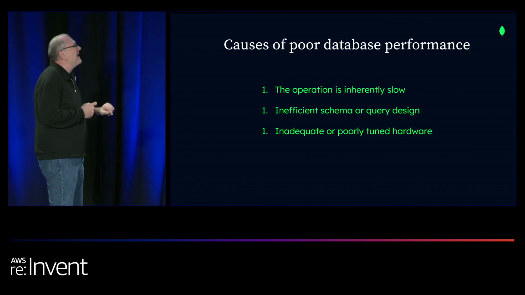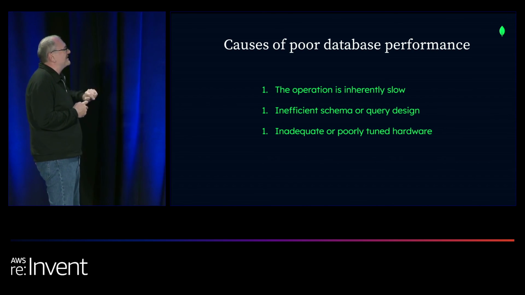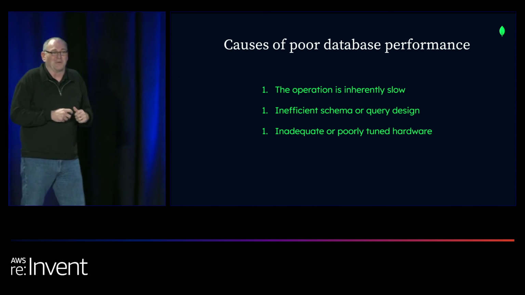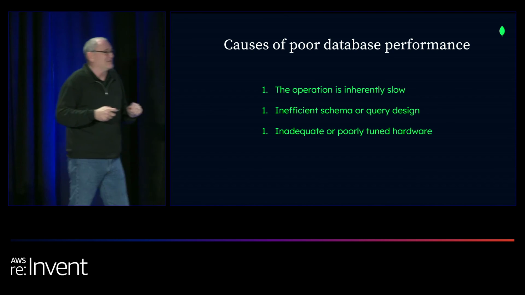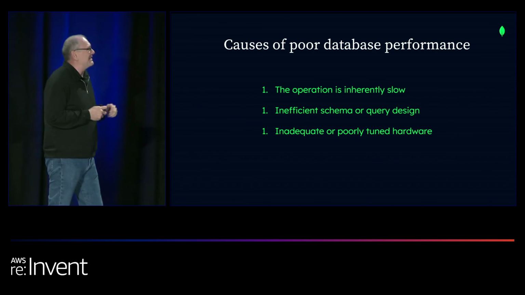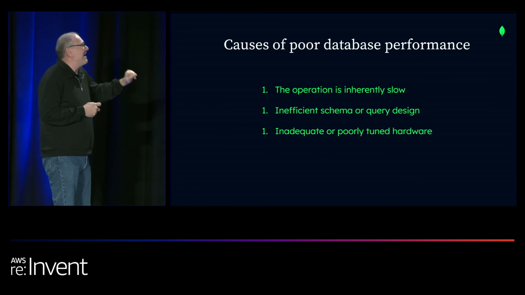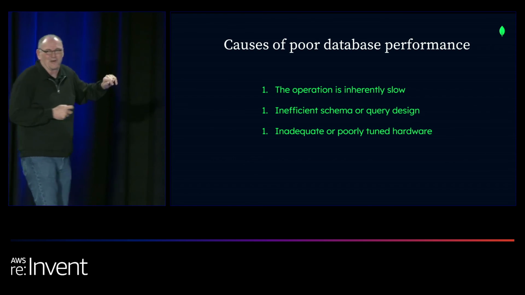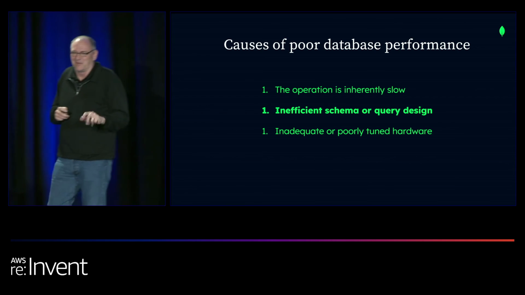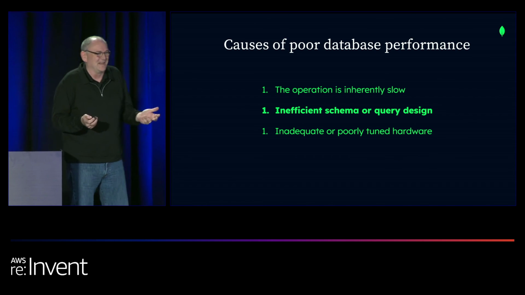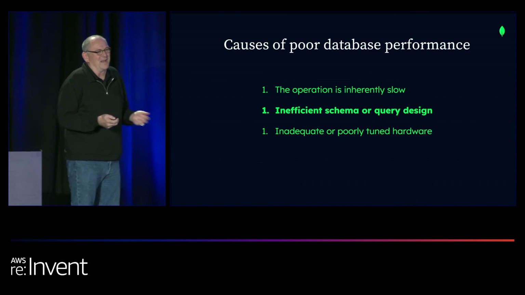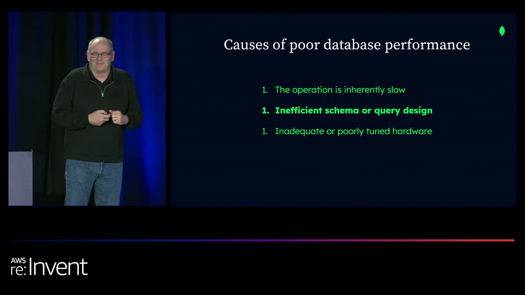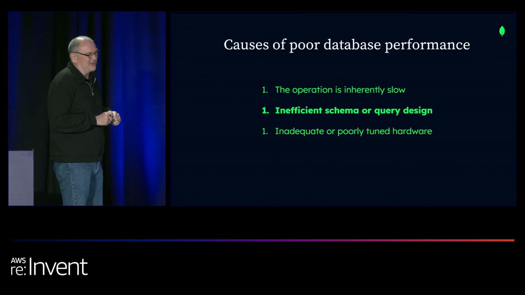It's just slow. The next one is inefficient schema or query design. We blew it. We designed something that maybe wasn't as efficient as it could be. We didn't choose the right data structures, and we're doing work that we don't need to be doing. And then the last one is inadequate or poorly tuned hardware, okay? But of the three things that I work with, the one that happens the most is just inefficient schema. Most of the time when I hear people tell me I can't use NoSQL for my workload, I can't use the database for what I'm doing, it's really because they're just not using it correctly.